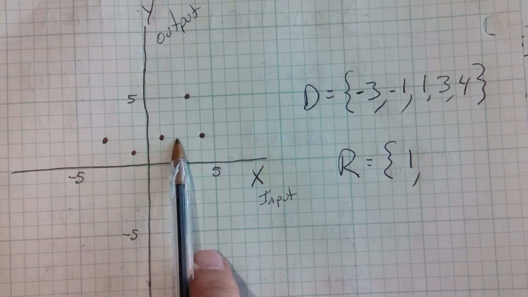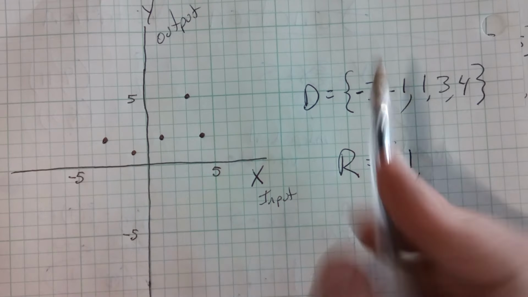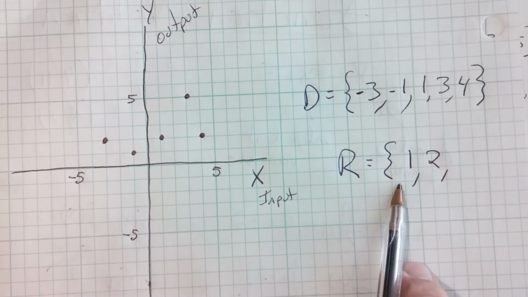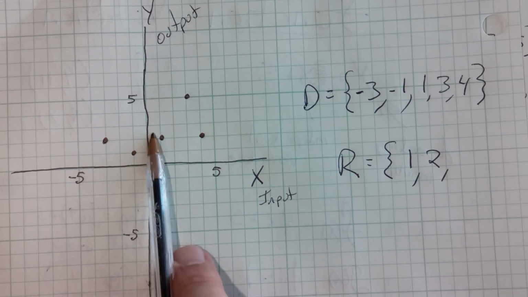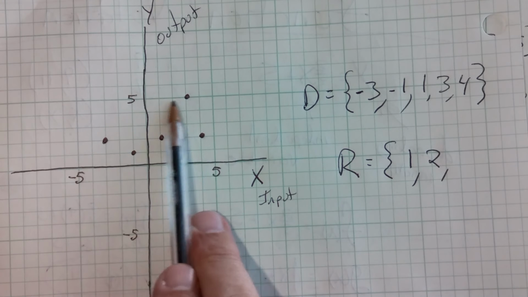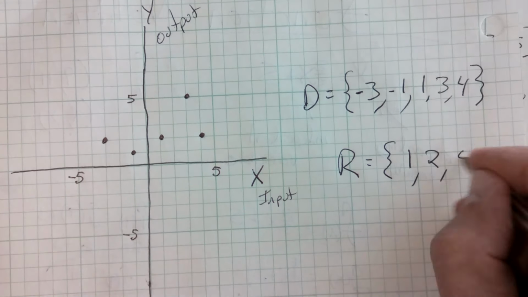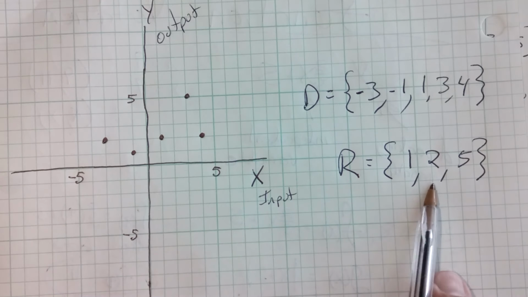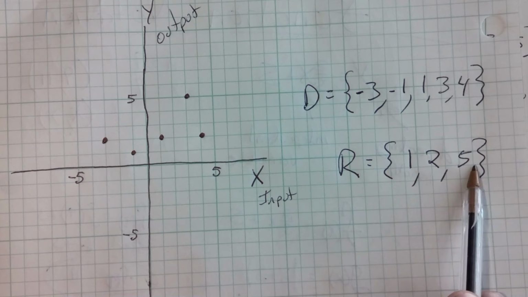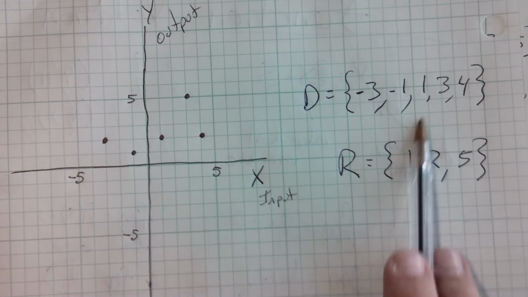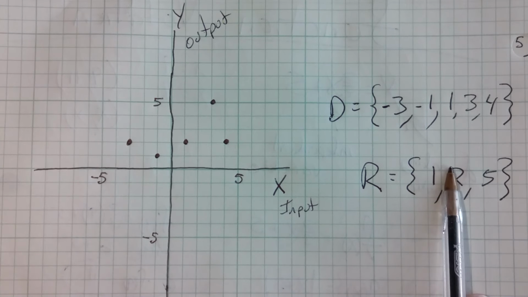Then I continue up till I find the next output, and there happens to be 3 that line up. They all have an output of 2, and I don't need to list it 3 times. And then I move beyond that output of 2, and the next one I come to is a Y value or output of 5. And so my range is quite a bit smaller than my domain. My range is just the numbers 1, 2, and 5. My Y values. So far, I've only done functions that are what we call discrete, where there's just a set of ordered pairs where there's nothing in between.